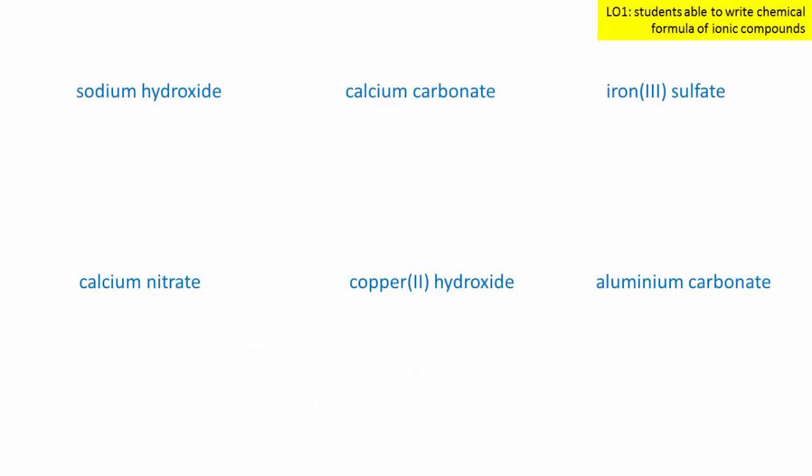Okay, let's try sodium hydroxide. So sodium is Na from the periodic table. Hydroxide, remember you must memorize OH minus. So again, you look at this. I have 1 minus, 1 plus, equal and opposite. You simply combine together NaOH. Very simple.